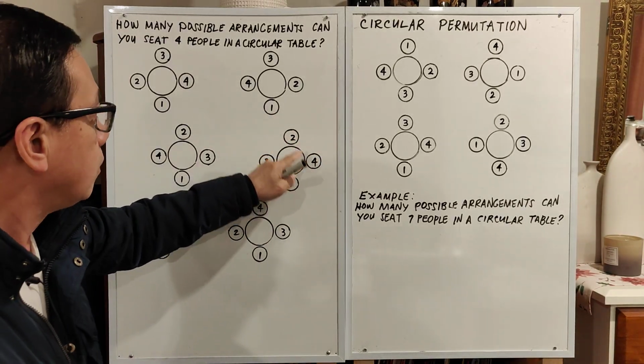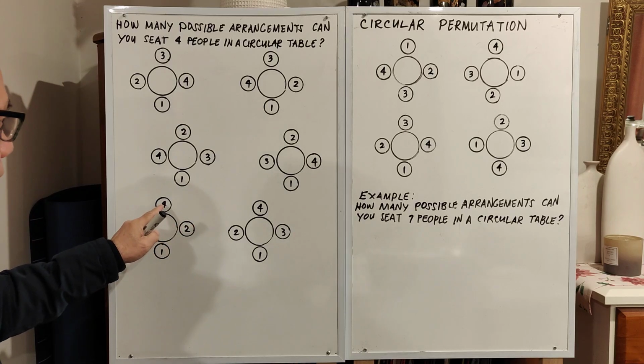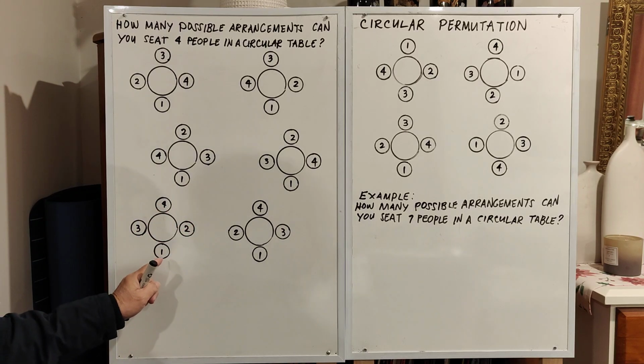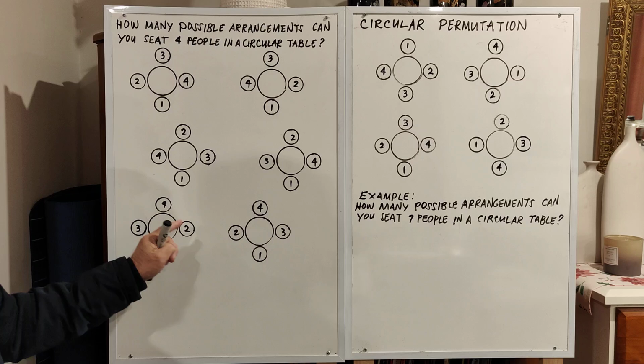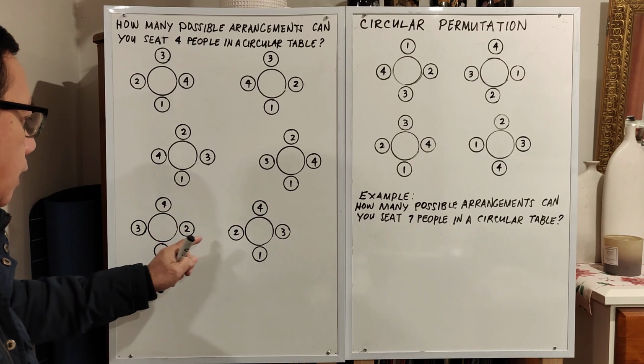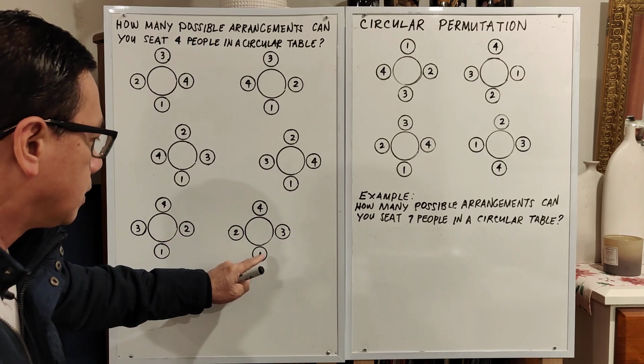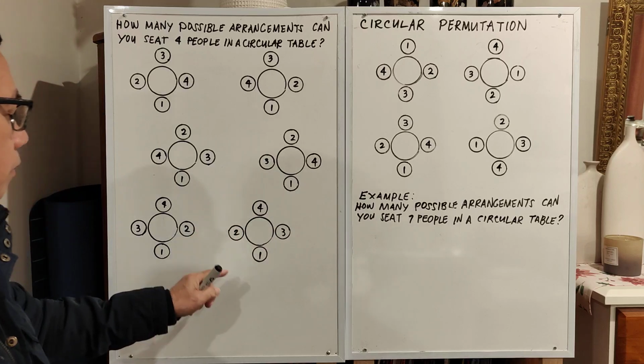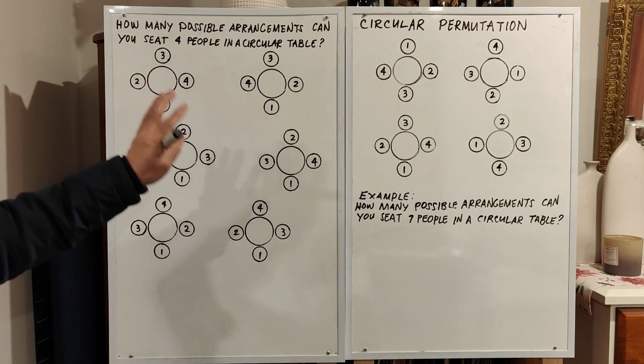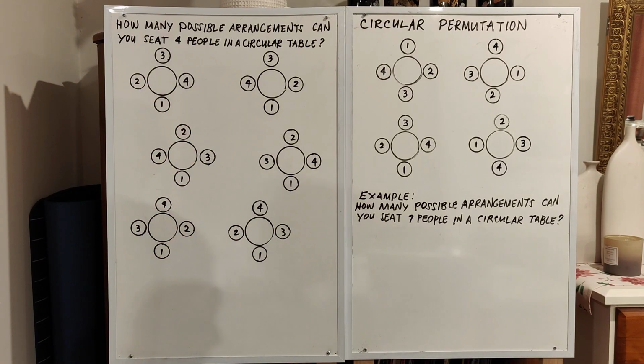Again, we swap this one again. So this one becomes 4. This one is 2. So it becomes 1, 3, 4, 2. And then if we do the counterclockwise, it becomes 1, 3, 4, 2. Now, in total, there are 6 arrangements.